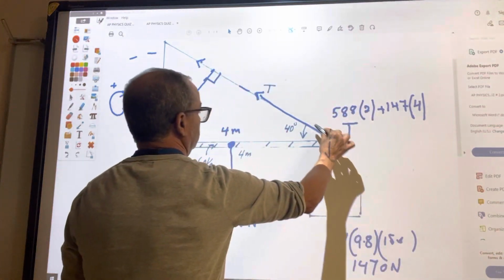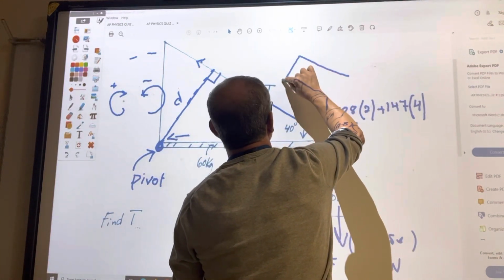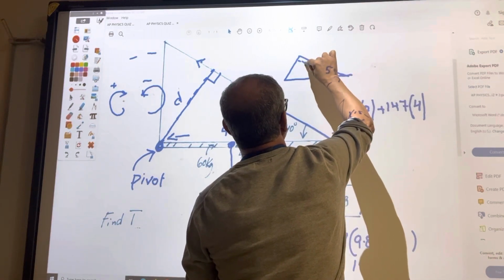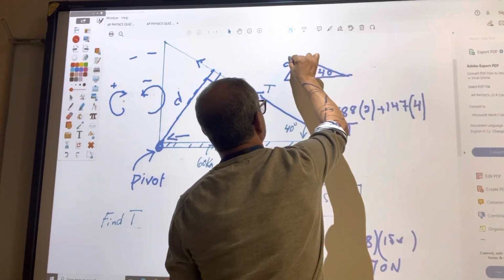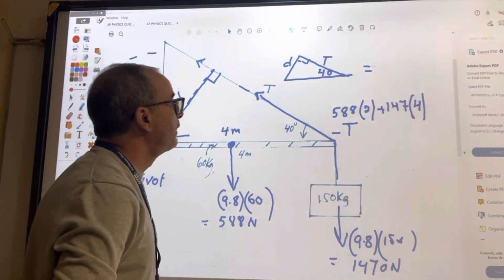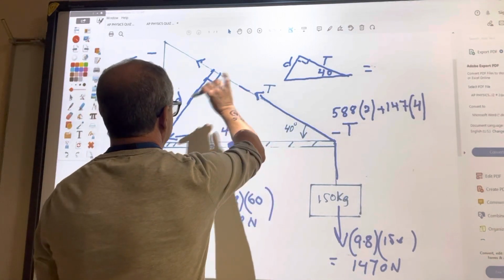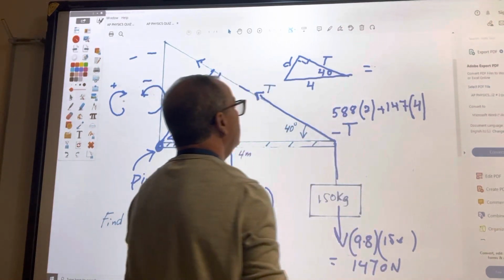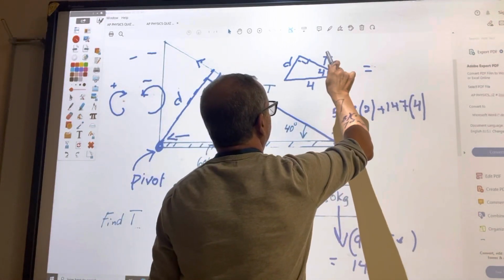So this is the triangle, this and that one, right? So we have a right triangle. 4 meters, with 40 degrees. So this is 90 degrees, and this is 40 degrees. We're trying to find this D, and this is the T. This is the T, this is the D, and we have the 4 as the hypotenuse. So we have 4. Now, which function relates 4 and D?